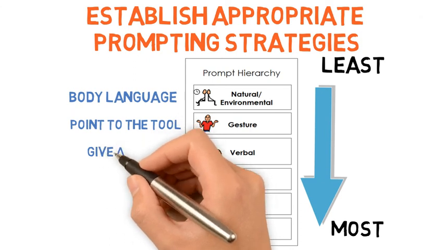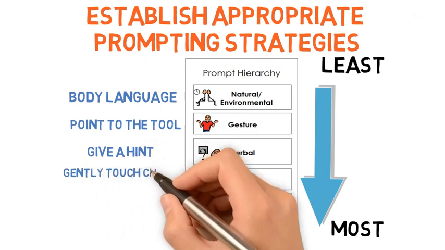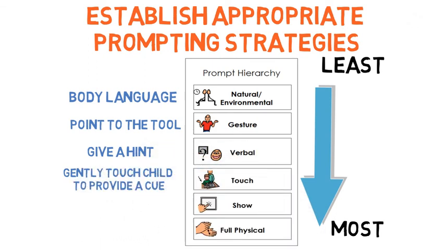Next, you would move on to a verbal prompt. A verbal prompt uses an open-ended question or a hint such as, "What's next?" or "What now?" without directly telling the child to use their communication tool. A more direct verbal cue, such as "Tell me what you want," would be the next step. Moving along the prompt hierarchy, we would then move on to touch. The partner would gently touch or tap the child's elbow or shoulder to encourage the child to try themselves.